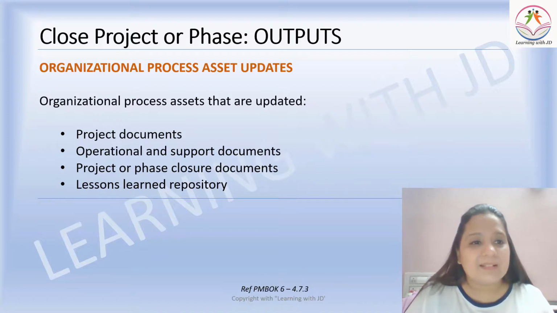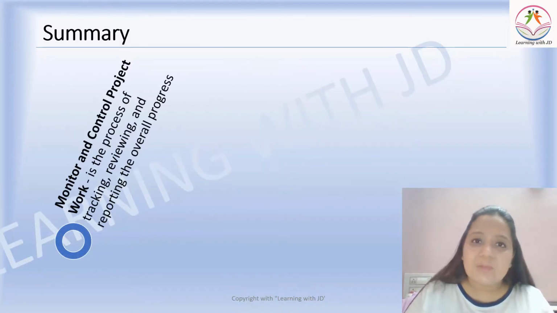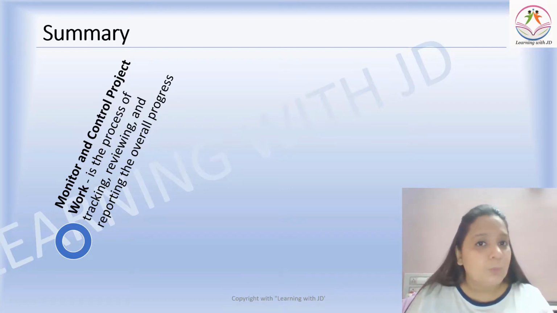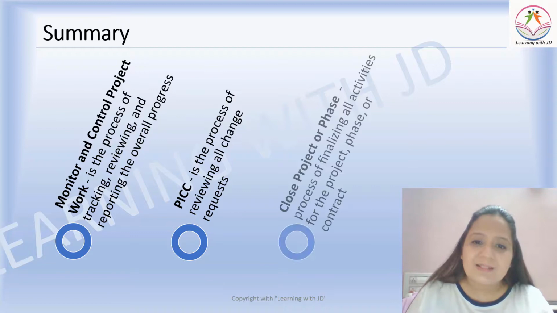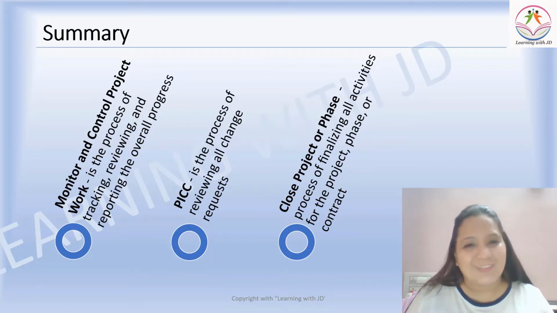Then comes your OPA updates. The organizational process assets that are updated are the project documents, operation and support documents, project or phase closure documents, and the lessons learned repository. All right, so let's see what we've done today. Monitoring and controlling project work: it is the process of tracking, reviewing, and reporting the overall progress. PICC, that is Perform Integrated Change Control, is the process of reviewing all change requests, and Close Project or Phase is the process of finalizing all the activities for the project, phase, or a contract.